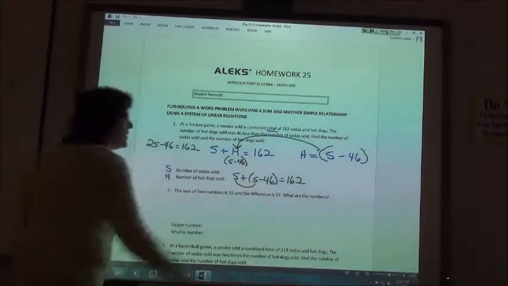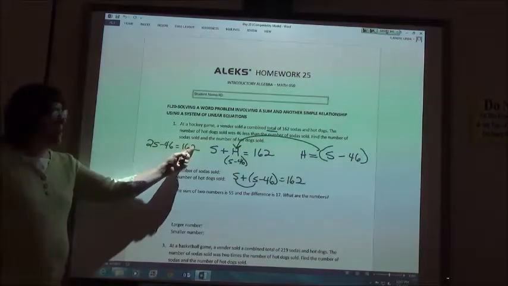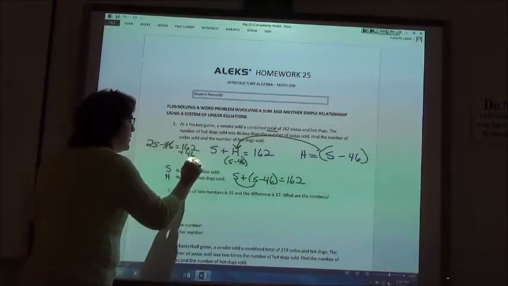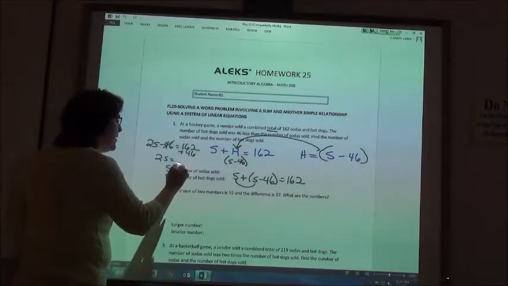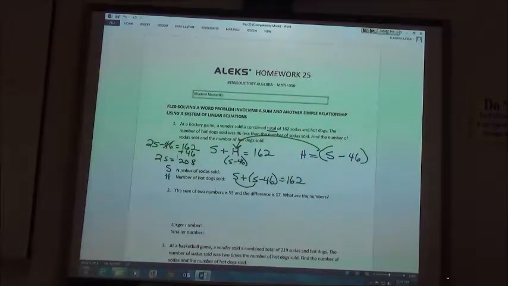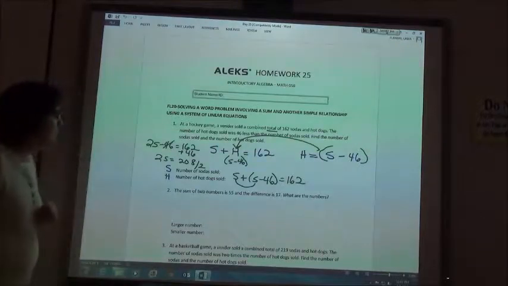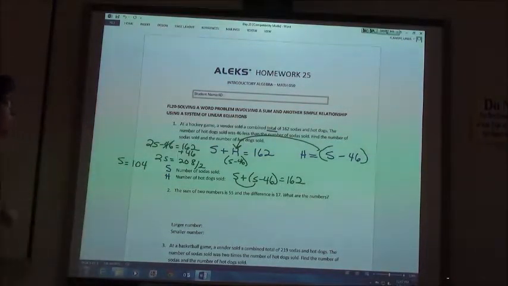Putting the S plus the S together. Solving that, I would have to add my 46 to move it to the other side. So 2S is going to equal, if I add that, I get 208, I think, if I added that right. And then, of course, I have to divide by 2. So 208 divided by 2 would be S equals 104. I sold 104 sodas, right?